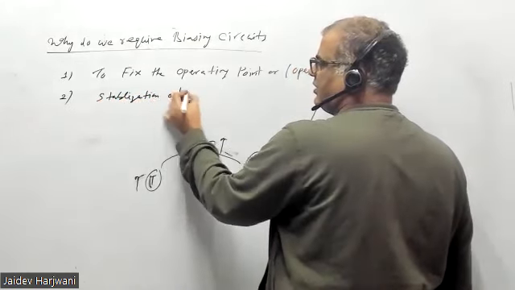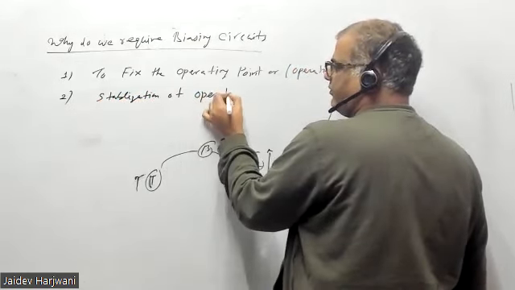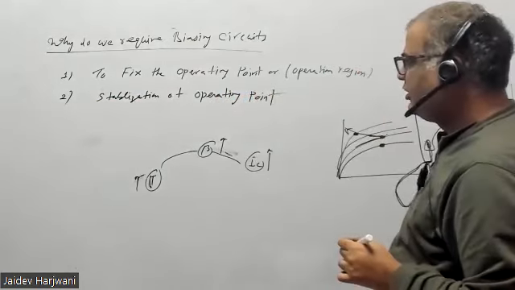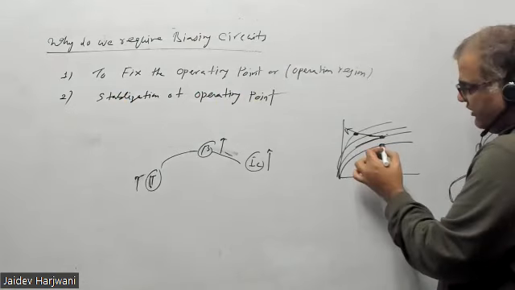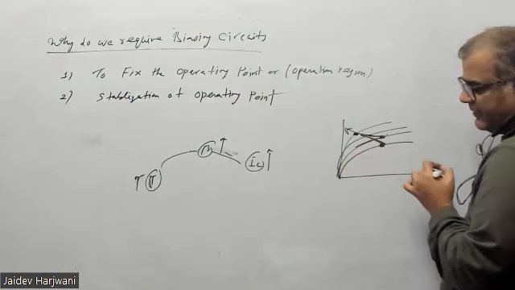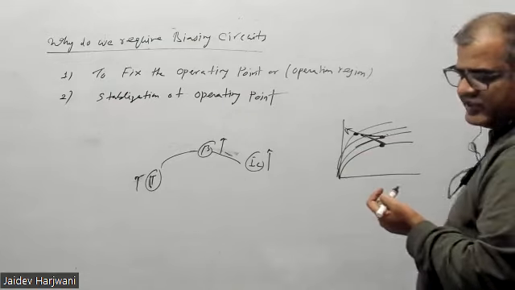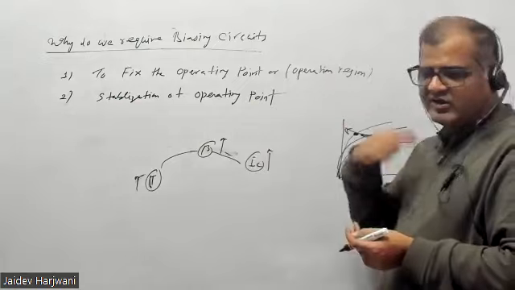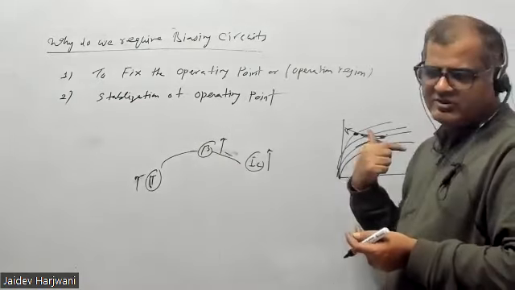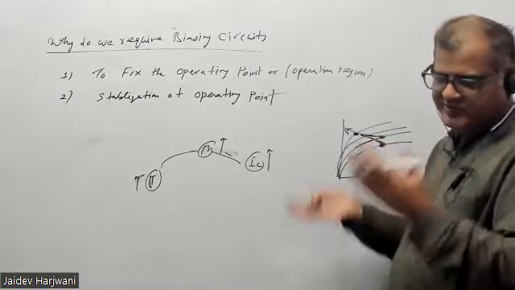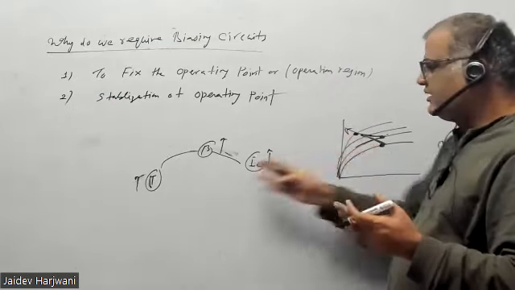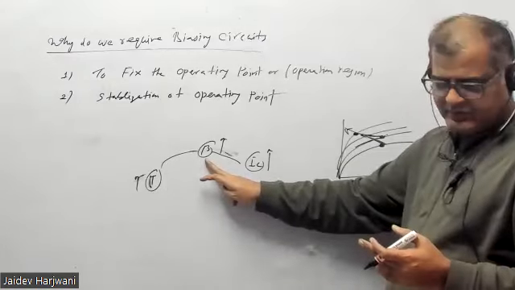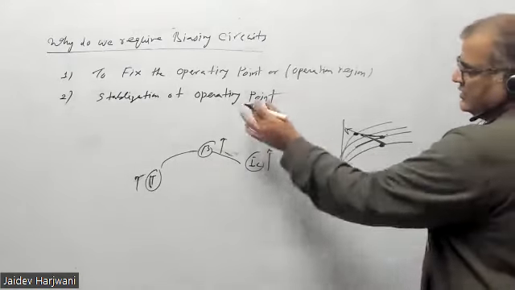Stabilization of operating point. You want to stabilize the operating point. Even if it's drifting, somehow the circuit should control it so that it does not go very far away. It should be independent of temperature. Your biasing should be such that your IC becomes independent of temperature. That means IC should be independent of beta. So my purpose is stabilization.